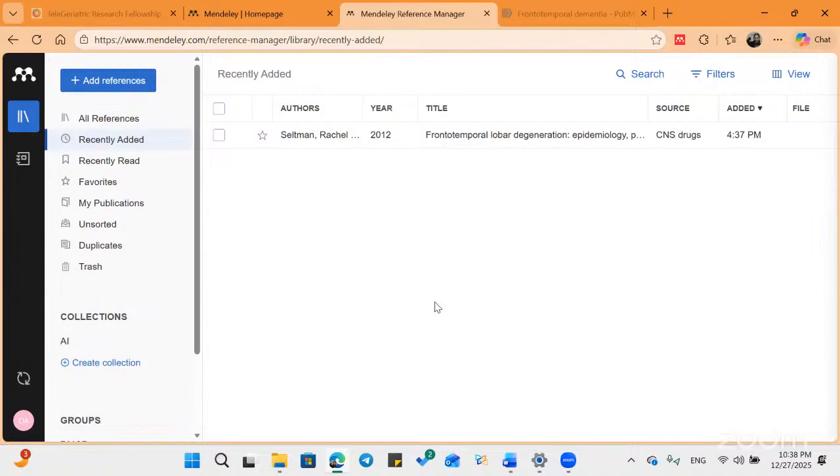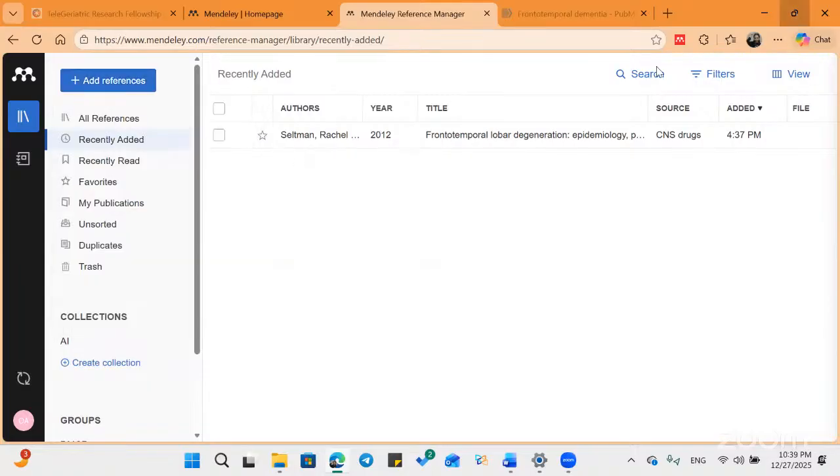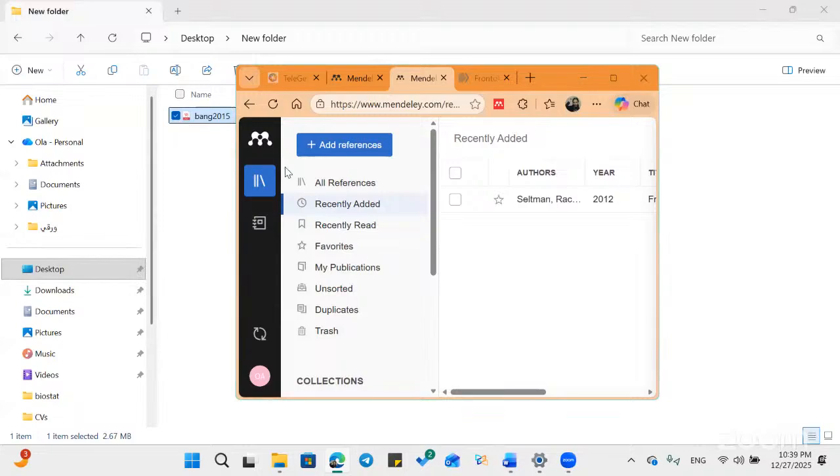Okay. Now, let us start with the first thing we need to learn, which is how to add references. By clicking at add references, we can see here that we can import files, we can import folders with multiple PDF on it, or we can import another library from another referencing manager like EndNote, for example, with all its data. And the easiest way to do that is simply by dragging a PDF like this.